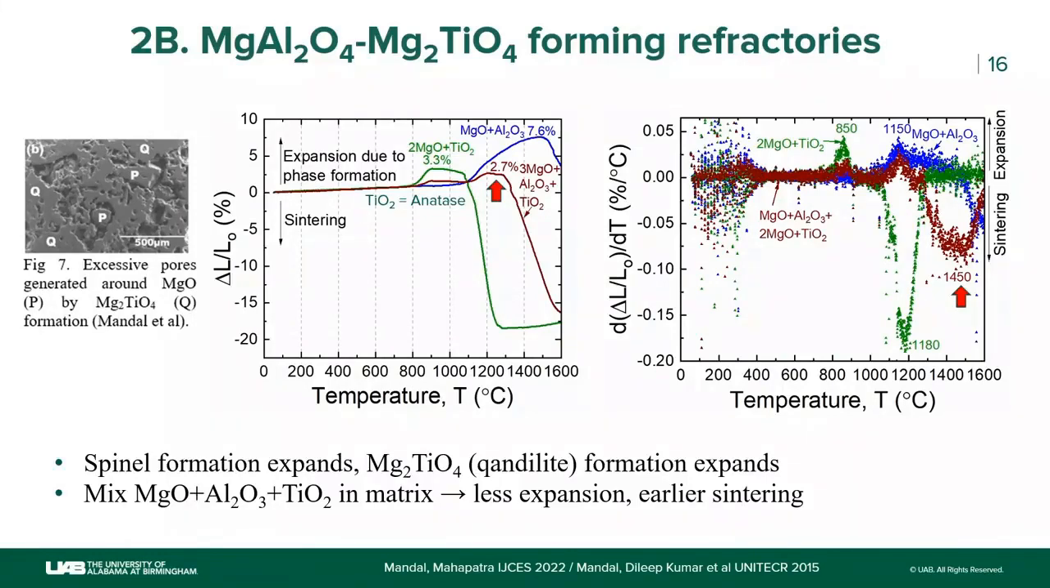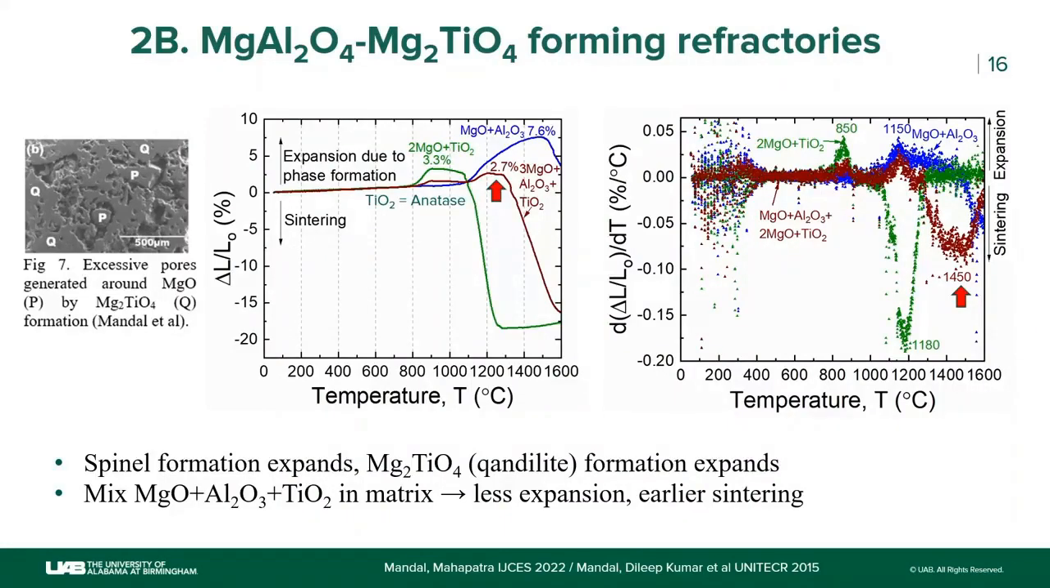And let's say you want to make a brick containing both of them. So it's better to add both of them together in the raw form. So you add MgO, Al2O3, and TiO2 in the matrix, and what you see here is that this expansion is less than either of them. And also the sintering temperature, which is the shrinkage temperature here, is much lower than the spinel. So the blue curve is the spinel. The peak is even going further than 1600 degrees C, whereas the red, which is the mix of magnesium titanate and magnesium aluminate in the raw form, is sintering at a lower temperature.